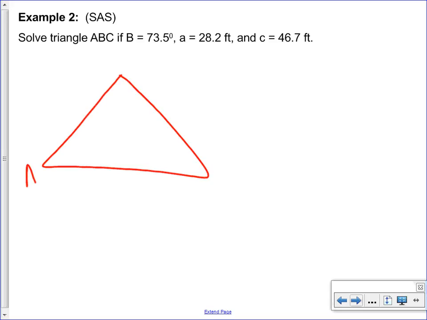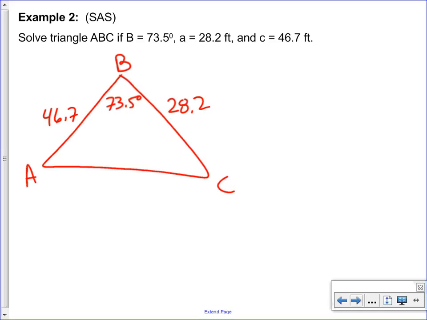Draw a picture. A, B, C. The angle is 73.5 degrees. A is 28.2. And C is 46.7 feet. Okay? Where are we?